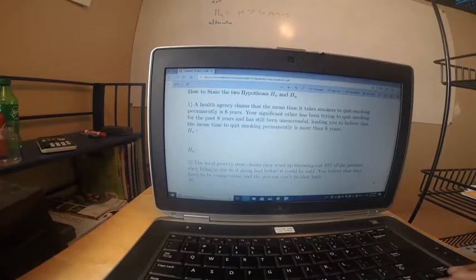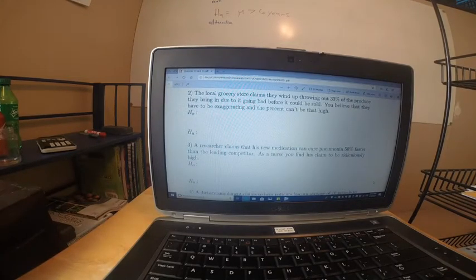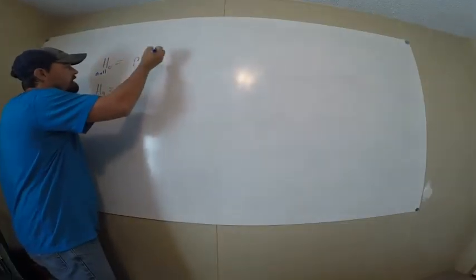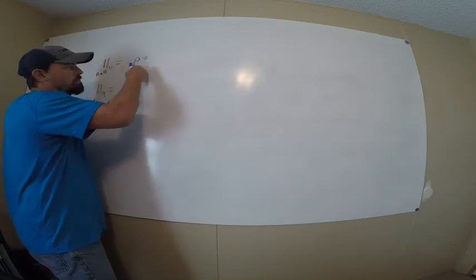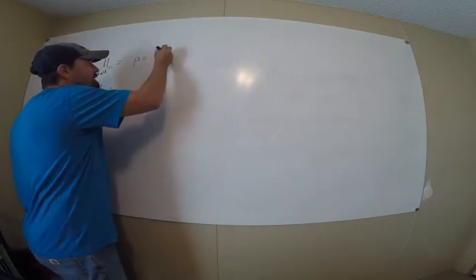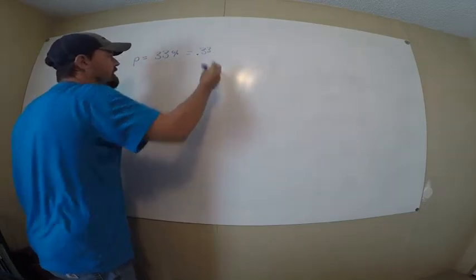Alright, so we did number 1, let's do number 2. The local grocery store claims they wind up throwing out 33% of the produce they bring in due to it going bad before it can be sold. You believe that they have to be exaggerating and the percent can't be that high. So, let's write the null and alternative hypothesis for this one. The null hypothesis for this one, P equals, because we're not talking about means here, we're talking about percent. You can say 33%, or I'm okay with it if you do 0.33.